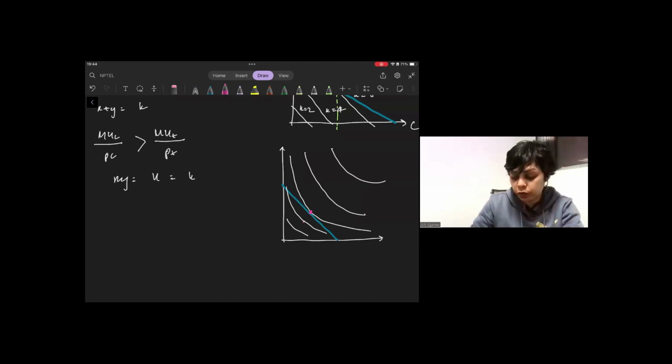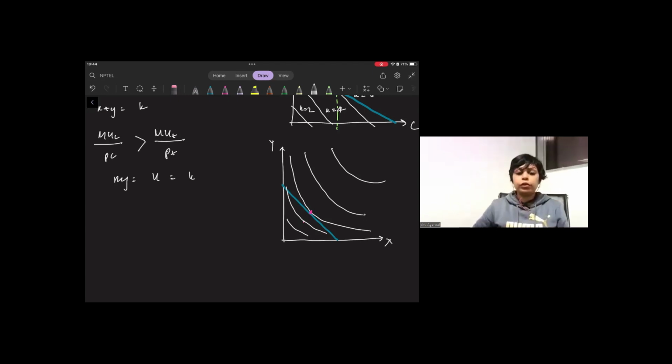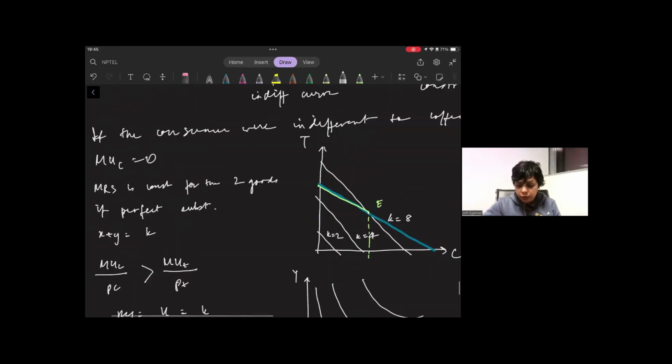In what proportion are you consuming one good versus the other good? So say suppose this is X, this is Y. In what proportion are you consuming X? In what proportion are you consuming Y to reach that optimized bundle? I don't know if I was able to answer you. Does that make any sense? Okay, great. So I think this covers most of it.